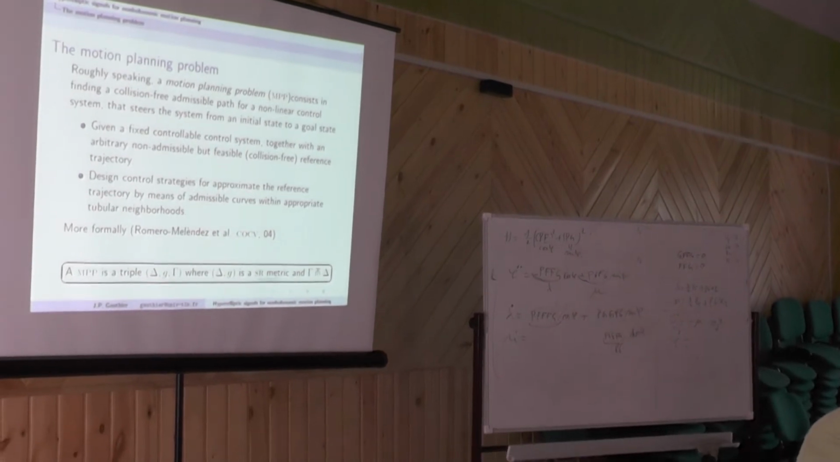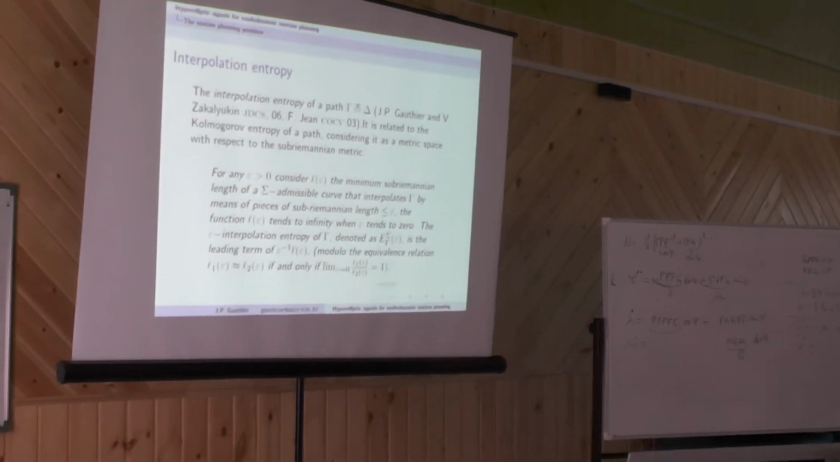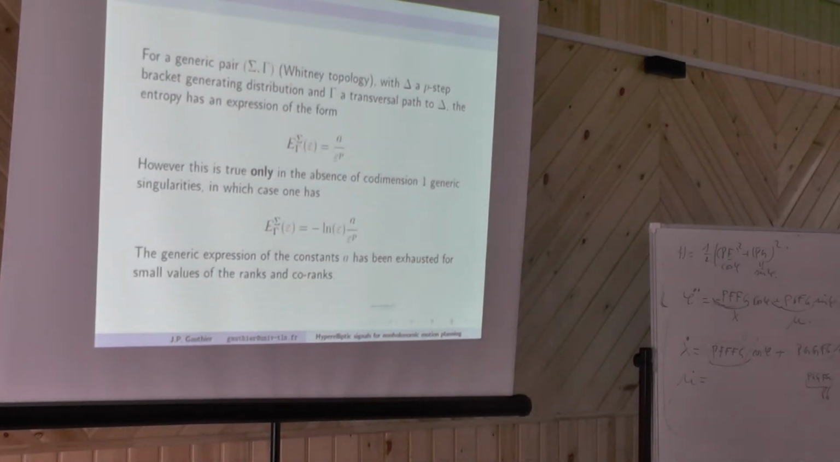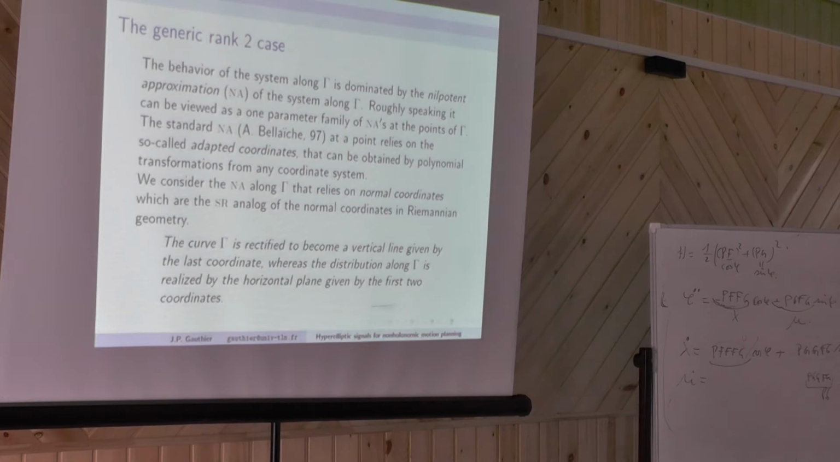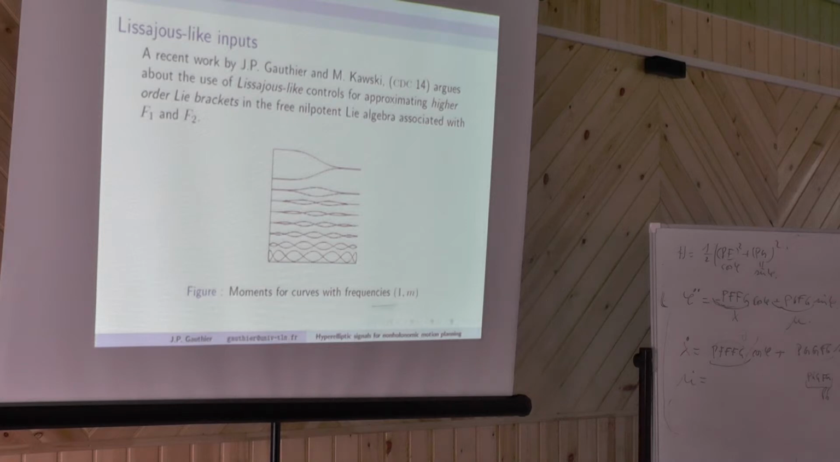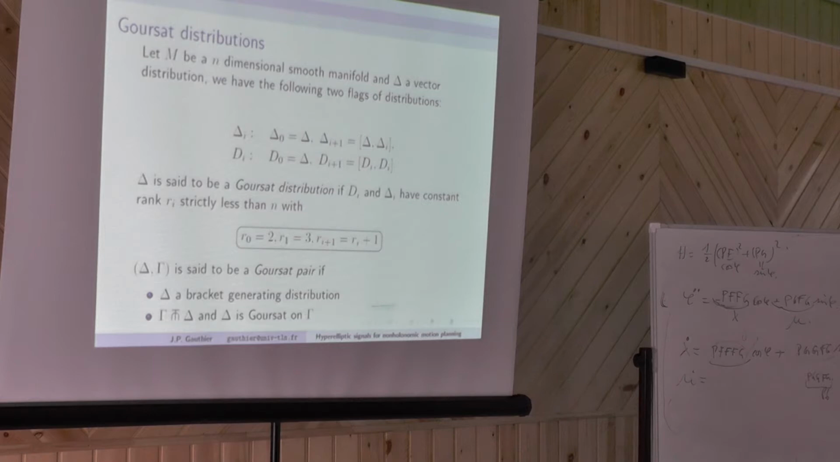Okay, so there is something that I shall skip immediately. Generality, definition of this entropy again, and okay, I recall these results. This is interesting, but it is another paper, a recent paper that I have with Matias Kowski, which is a completely different point of view. Now I pass to the Goursat distribution. So the distribution is Goursat.